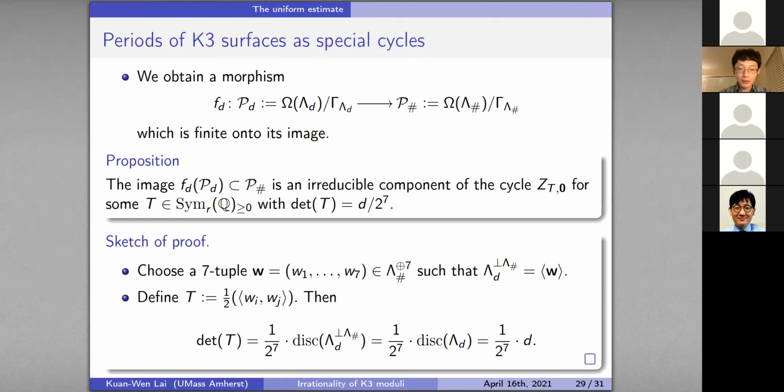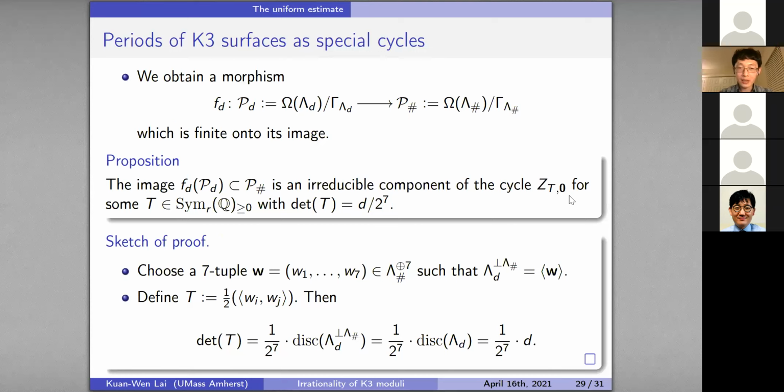Okay, so we have this. This proposition basically follows from these two facts. We get those using the definition of a cycle, and we can do this very explicit computation. So in particular, the determinant of the moment matrix T is d over 2 to the 7.